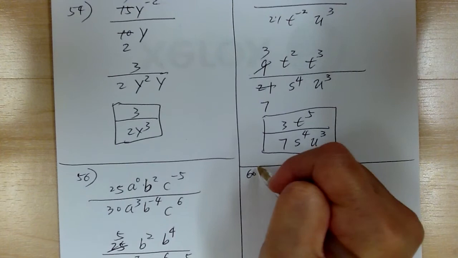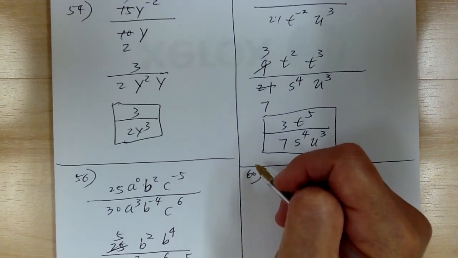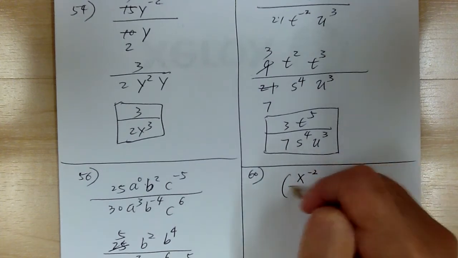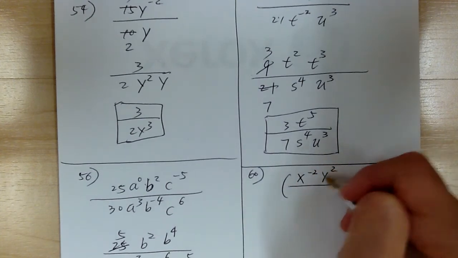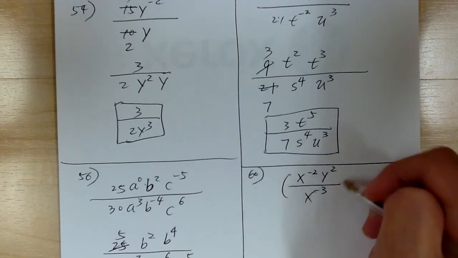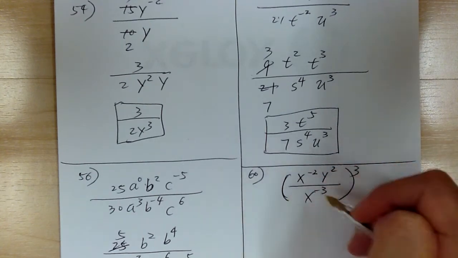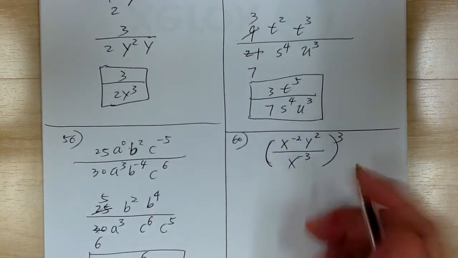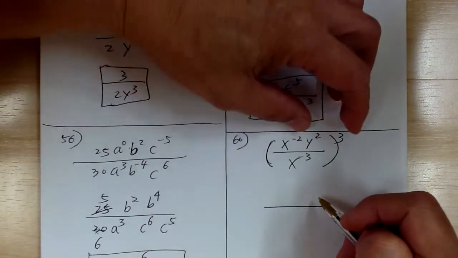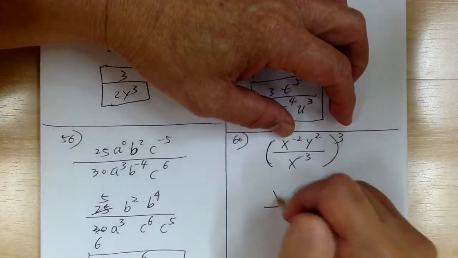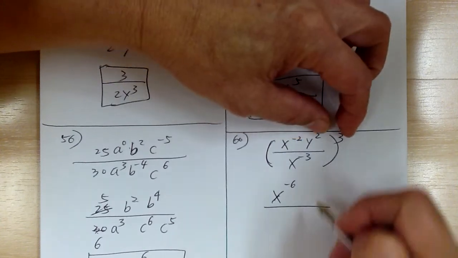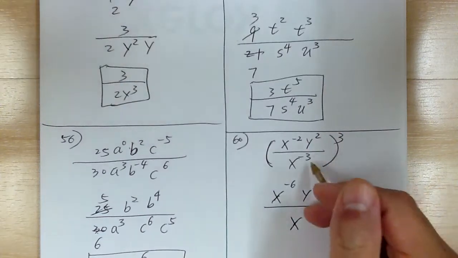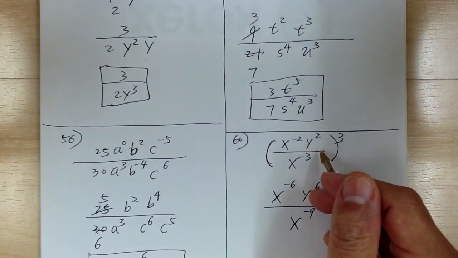Okay, let's go to 60. Okay, you have x to the negative 2, y to the 2, x to the negative 3 to the 3 power. So what you want to do first is you want to apply the power rule first. Just go and apply the power rule. So when you apply a power rule, you multiply. So you're going to get x to the negative 6, okay? You're going to get y to the 6, and you're going to get x to the negative 9. Okay, again, so power rule, you multiply.